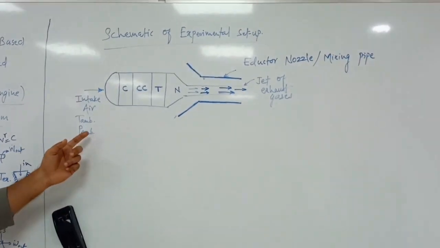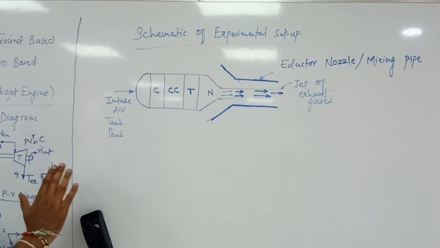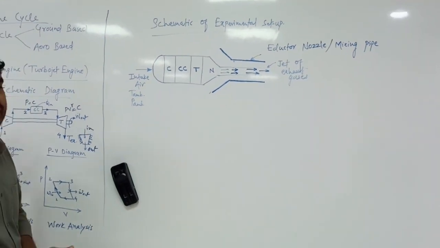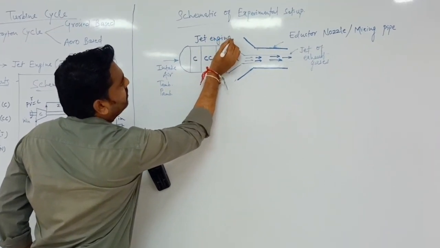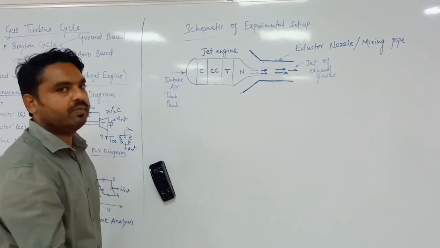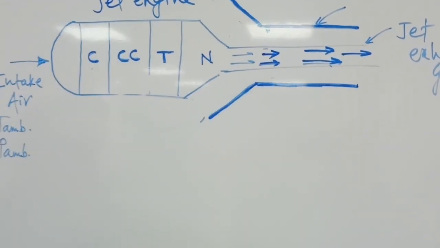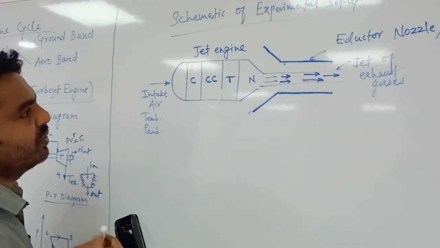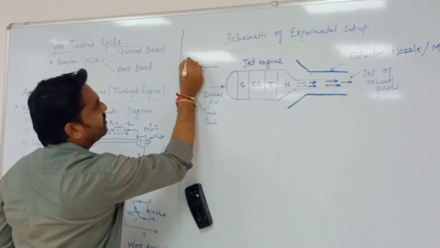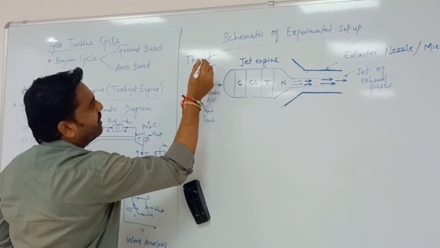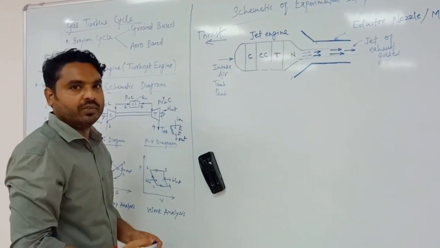You can see the actual schematic of the experimental setup. I will separate this total experimental setup into two components. Let's say this first component is the jet engine, and the second component is the eductor nozzle or mixing pipe. This is the jet of exhaust gases produced at the exit of this jet engine, and hence the thrust is produced. The jet is going in this direction, so it produces the thrust in the reverse direction. So this is the thrust produced in this direction. Hence the propelling effect is produced, and the engine moves in the forward direction. That obeys Newton's third law of motion.